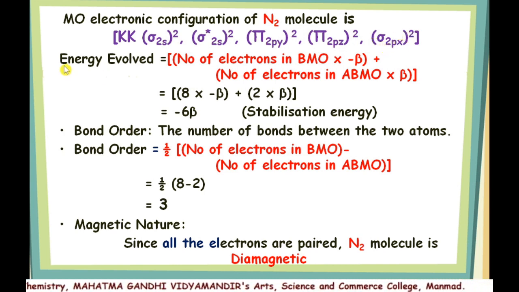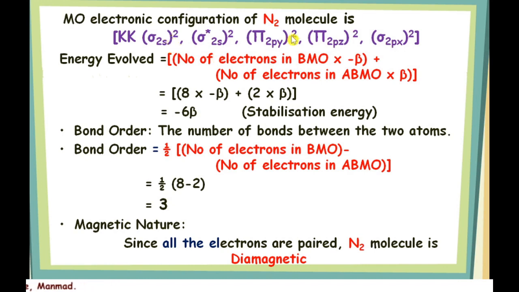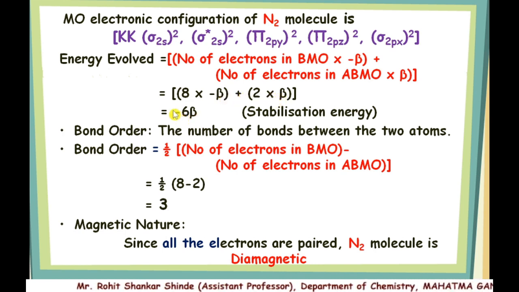Here energy evolved can be calculated by using this formula. So first we will calculate total number of electrons in BMO. 2 plus 2 plus 2 plus 2, 8. So 8 electrons are there in BMO, while 2 electrons are there in ABMO. So 8 into minus beta plus 2 into beta, it becomes minus 6 beta. So energy evolved during the formation of N2 molecule is minus 6 beta, which is a stabilization energy.